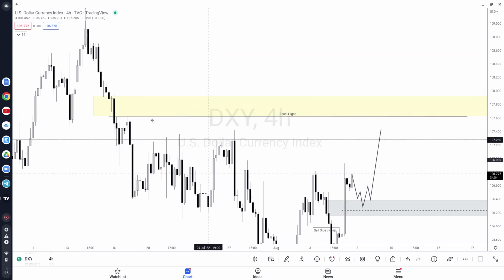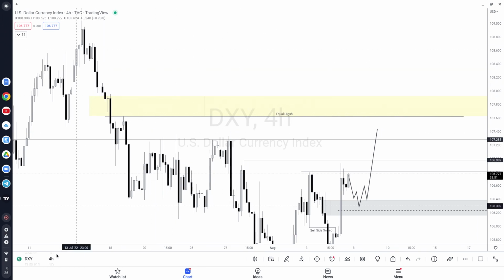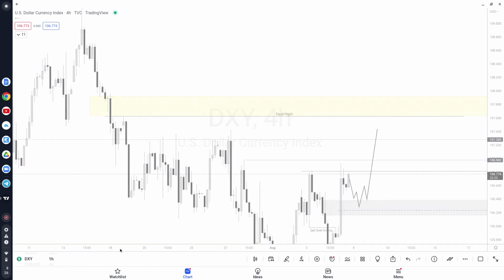So if we push up here, you see that's a high and that's a high there. So here's some equal highs inside of this area. Then back through, so price should push through that. All right, so equal highs here, pushing down to an hourly chart.